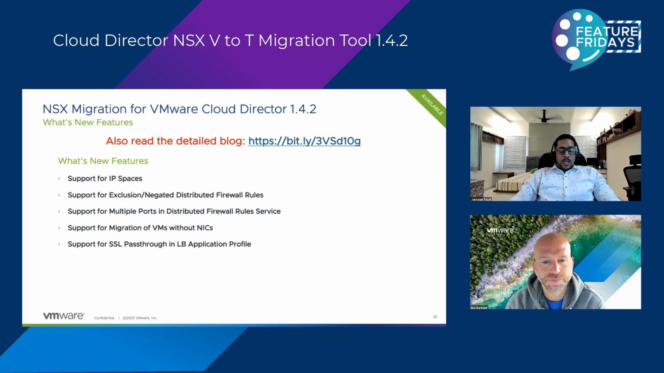The other one is support for migration of VMs without a NIC. So cool, right? I can still migrate those virtual machines and move them to my NSX-T environment. It doesn't make much sense because it has no networking configured, but the tool will do it for you. And the last new feature is support for SSL pass-through in the load balancer.